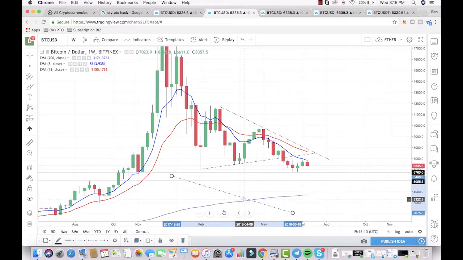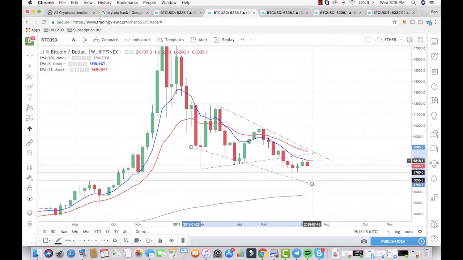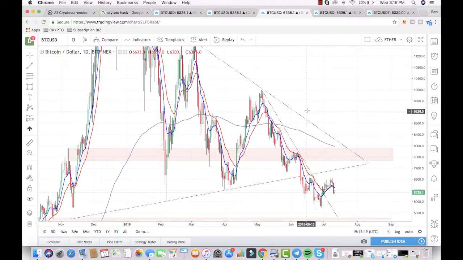I like to look at these bigger charts just to give me some more insight. I mean, we're definitely bearish no matter which way we look at it right now. So that's where we're going to approach the charts. Then we'll break it down to a daily.